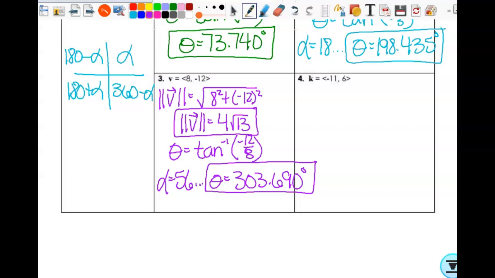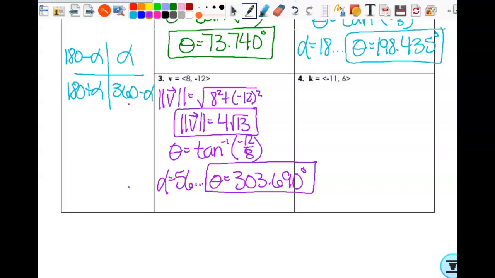What questions do you have? What about it? Well, you go to the right and then down, so you're in the fourth quadrant. So I got to do 360 minus alpha. What else? Anything else?